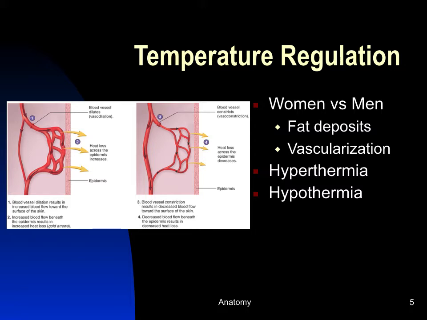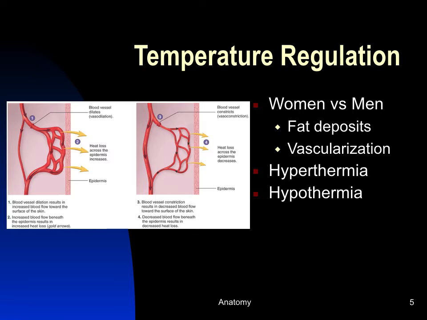Women versus men: women are better at temperature regulation than men. Women have better control of their blood vessels, so they're more able to do this shunting of blood away from or to the skin. And they have more fat deposits in the skin than men, so they're better able to insulate their blood vessels. And so men are more likely to lose heat when they don't want to.